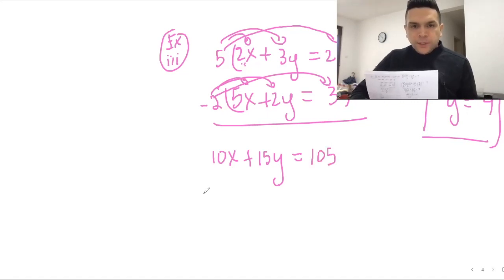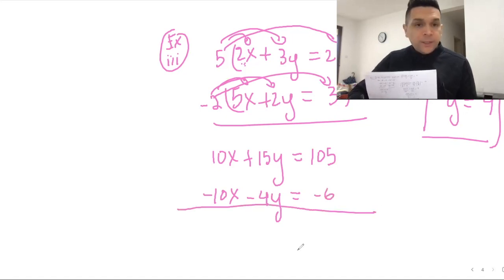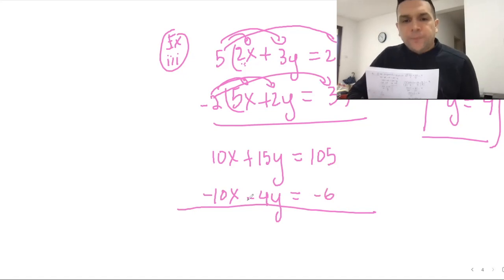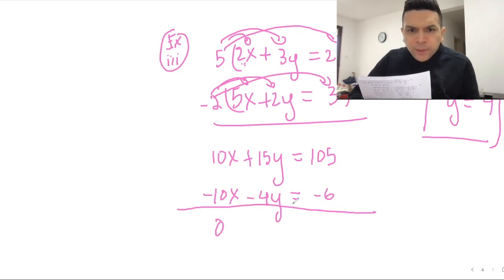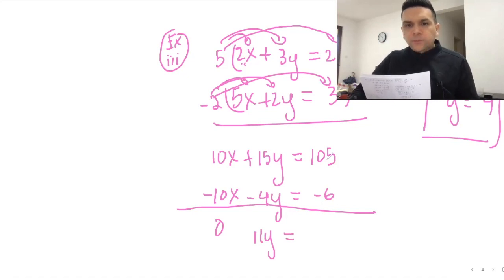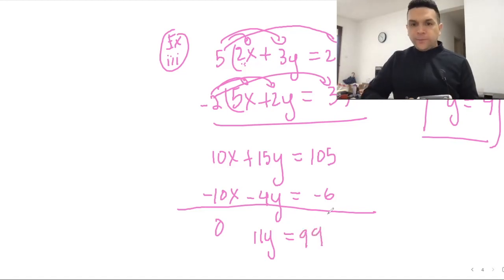And then this would be -10x, right? This will be -4y, -2 times 2y is -4y, and then we have -6. So now I'll go ahead and combine these two equations. This becomes 0. This becomes 15y minus 4y equals 11y. And this would be 99, right? 105 minus 6. And now we're going to divide 99 by 11. 99 divided by 11 equals 9, right?